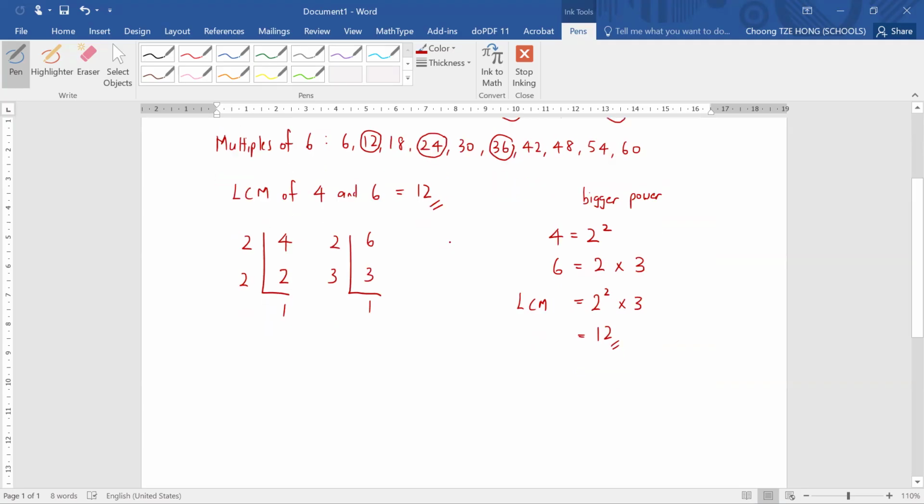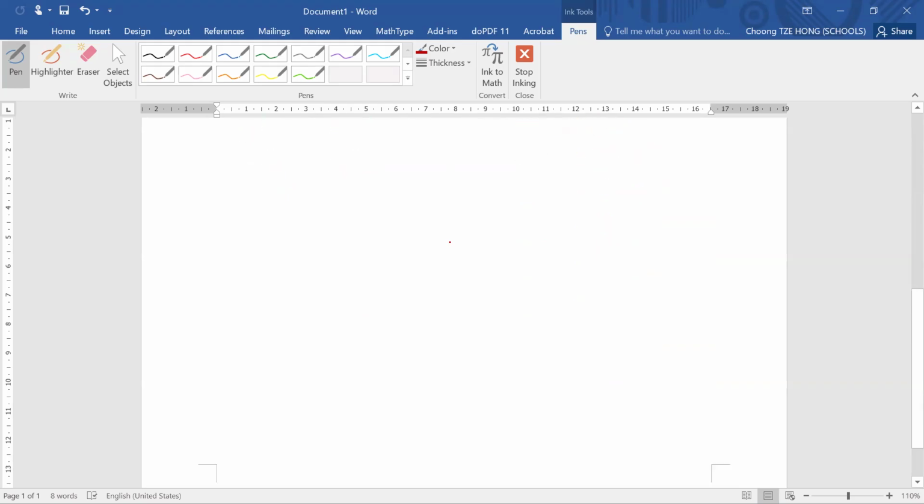Let's try this method on two bigger numbers as practice. But you should try more questions on your own in order to be familiar with this method. Let's try the numbers 40 and 150. So now we want to find the LCM of 40 and 150.